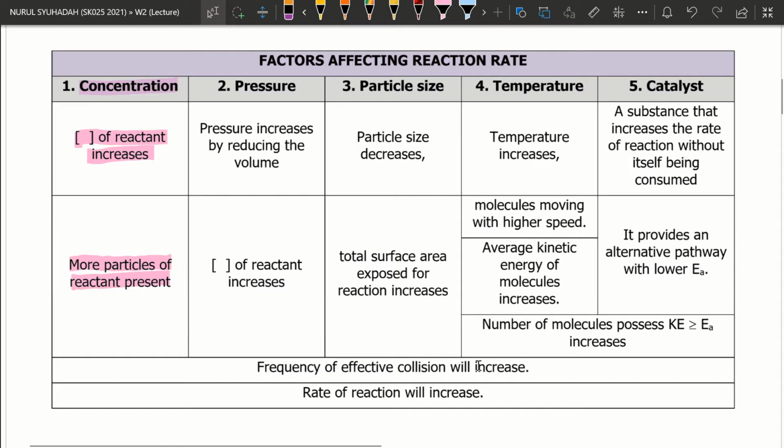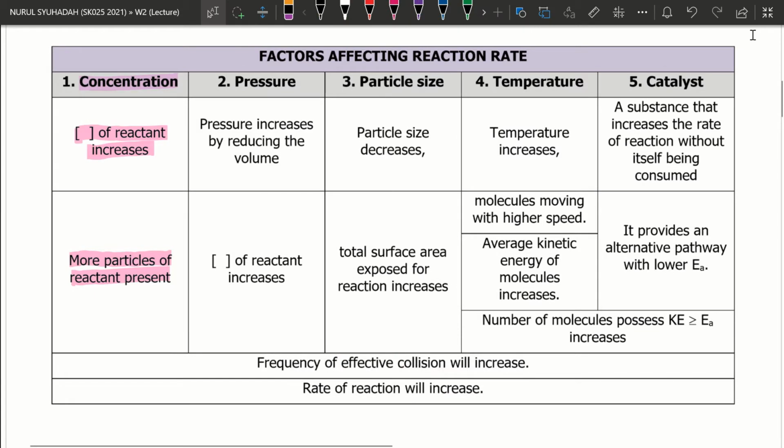In the exam, the most important part that you need to write down is about the frequency of effective collision. You must not leave out the word effective. This is the important part, because if you just mention collision, it is not enough. Maybe the reactant particles collide, but since they collide with not the correct orientation, you will not form your product, there will be no rate of reaction. So that's why you need to mention effective collision. So that's the first one, about concentration.